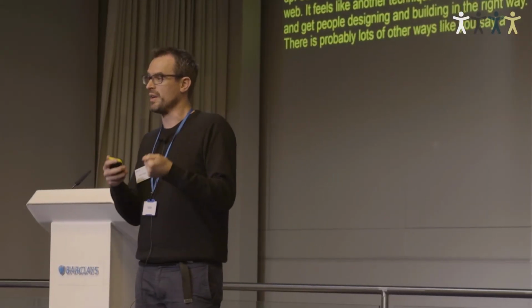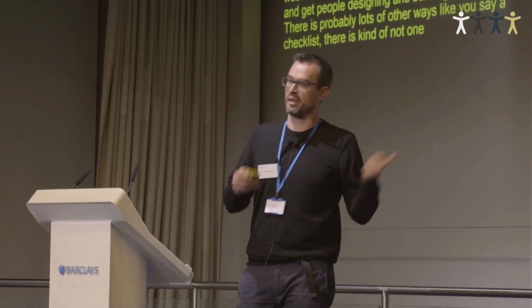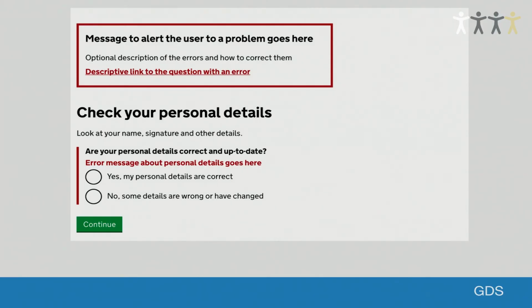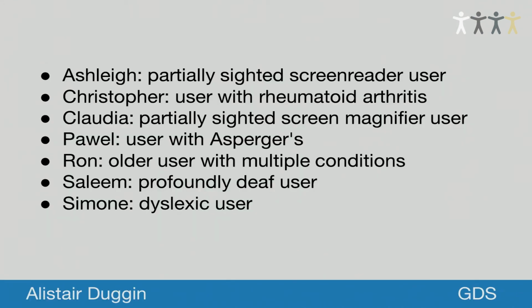There's not one best way to do this, but if people are looking and reading different things, hopefully we can help people on that journey of making things more accessible. So we have Ashley, who's a screen reader user. We've got Christopher, who's got arthritis. We've got Claudia, who's a screen magnifier user. We've got Paul, who's on the autistic spectrum. We've got Ron, who's an older user with multiple conditions. We've got Salim, who's profoundly deaf, and Simone, who's a dyslexic user.